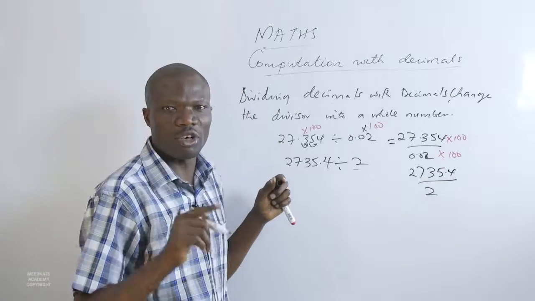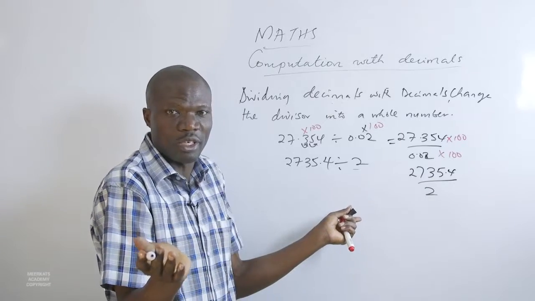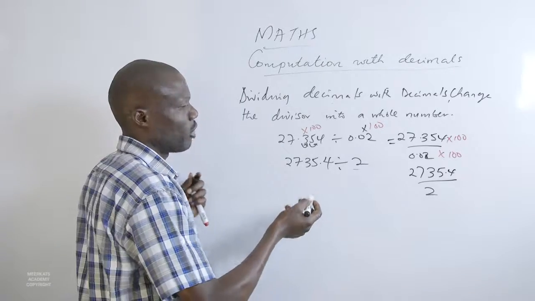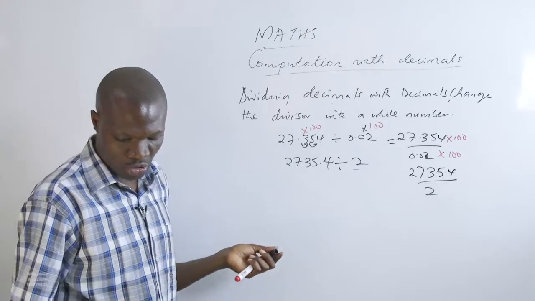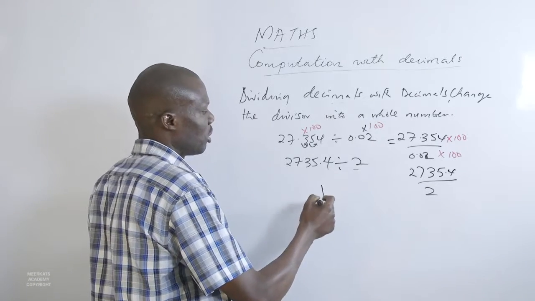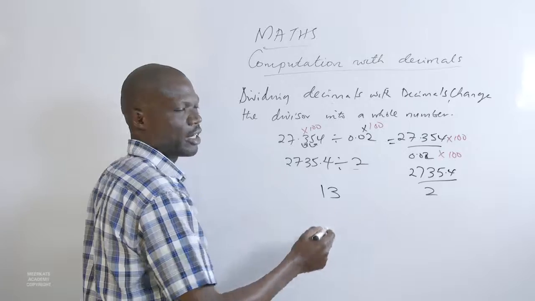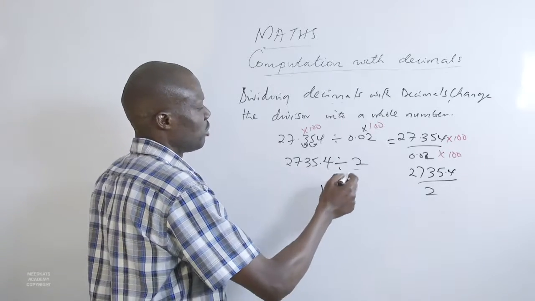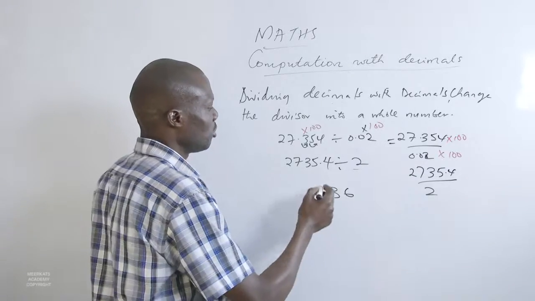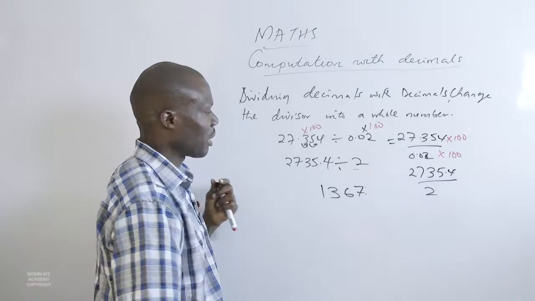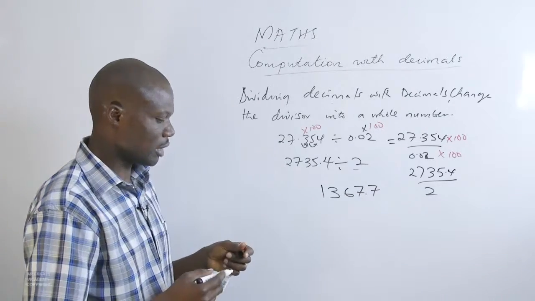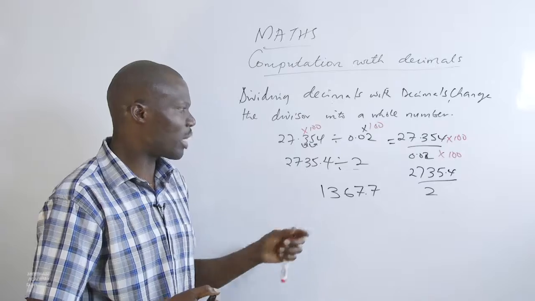You can cancel or simplify where possible and still remain with the same answer that we want. So this one you can divide using either the long method or simply go in by the short method, where 2 by 2 is 1, 7 by 2 is 3, carry 1, 13 by 2 will give us 6 because of 12, carry 1, 15 by 2 gives us 7, carry 1, 14 by 2 gives us 7. So we are able to divide.